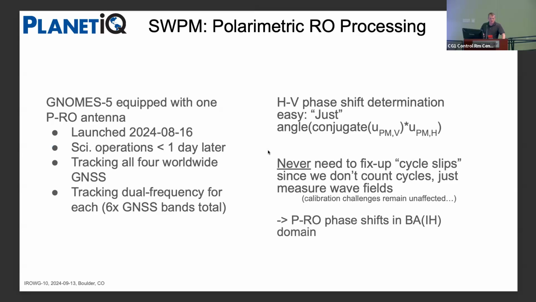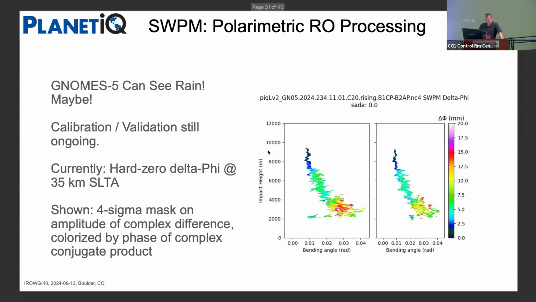So polarimetric RO data is, we just launched, we got scientific operations less than a day after launch. Woohoo! We're tracking all 4 worldwide GNSS constellations on it. We're tracking dual frequency for every single one of them. That's a total of 6 bands. Now, with sliding window phase matching, the H-V phase shift determined is easy. We just take the conjugate of the complex conjugate product and we get the phase shift. And because we never need to fix up cycle slips, we can get polarimetric RO in bending angle and impact height space. Now, we're really, really excited about this, but this analysis is about a week old.